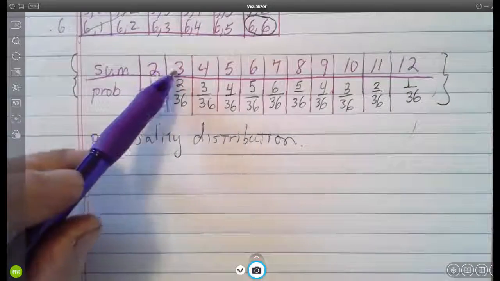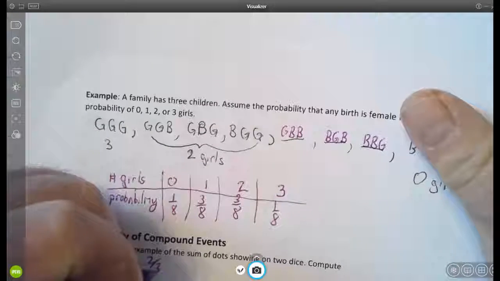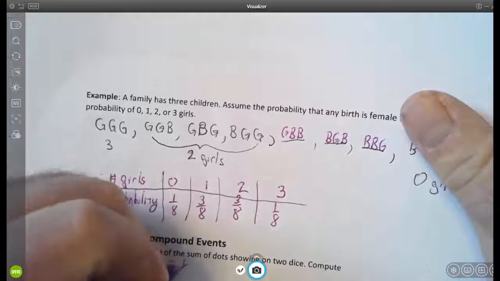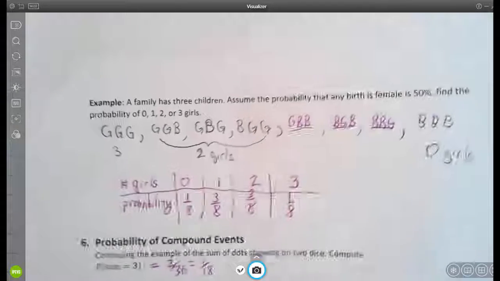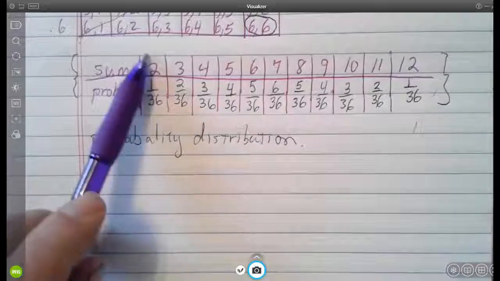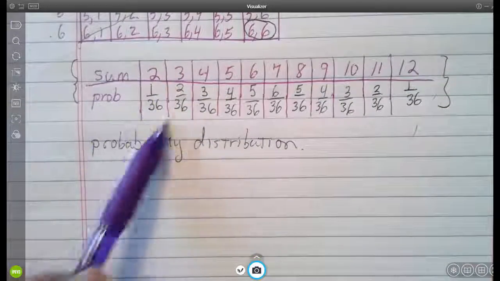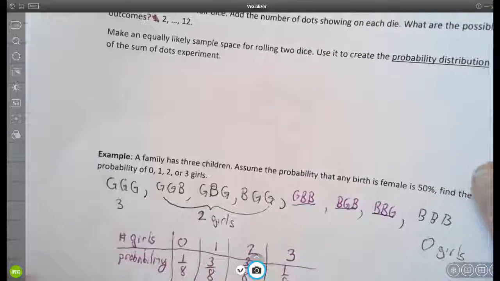A sum of 3 has a probability of 2 over 36, which of course would simplify to 1 over 18. What's the probability that the sum will be less than 3? Well, now this is a compound event. Less than 3, no, I guess it's not. That's 2 is the only possibility. That's 1 over 36.